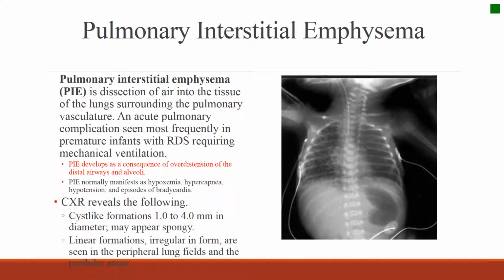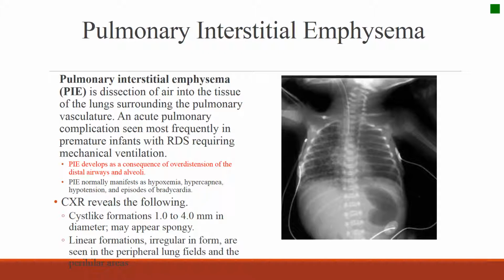Pulmonary interstitial emphysema. You are going to see this on occasion. It's not super common, but it's not rare either. It's abbreviated as PIE. It's the dissection of air into the tissue of the lungs surrounding the pulmonary vasculature. So if you think of what airway edema is, or pulmonary edema, this is like that, except where there would be fluid in pulmonary edema, there is air in PIE. So it's crazy. It's an acute pulmonary complication seen most frequently in premature infants with RDS requiring mechanical ventilation.